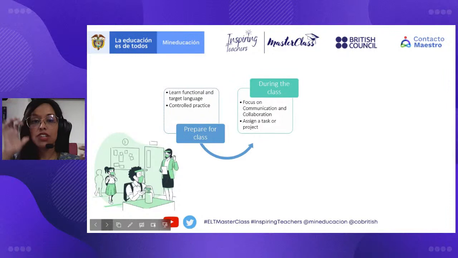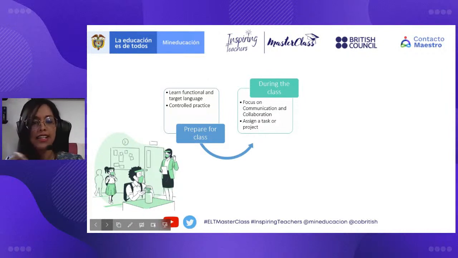Because when we're in the classroom, that's when we can get our students to brainstorm, to think, and most importantly, to use that functional language that they prepared for before the lesson. And second, during the class, we can assign one of those tasks or projects that Marcela shared with us. Remember, we have some ideas in the teacher's guide.